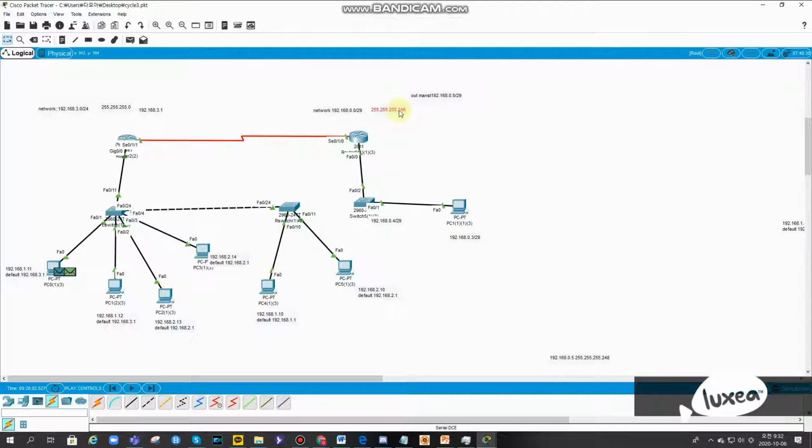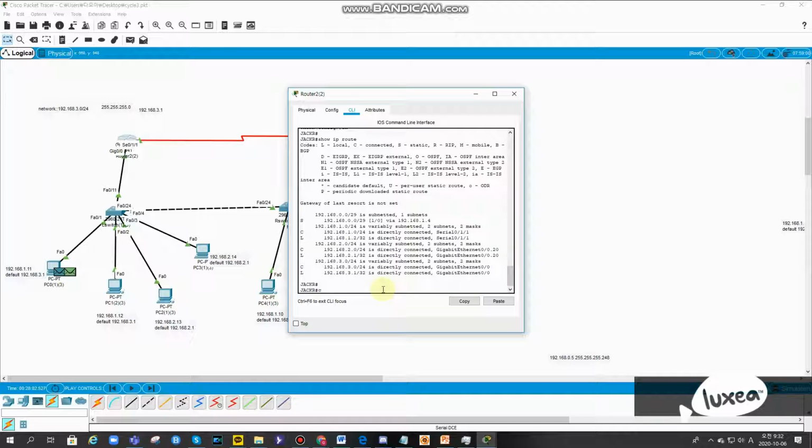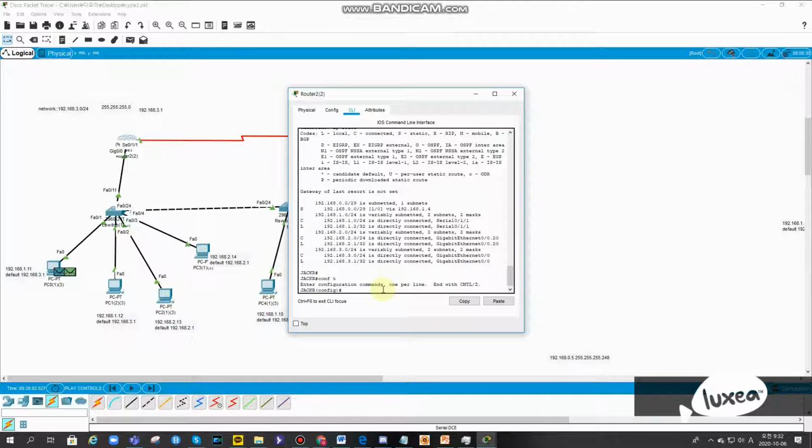For me personally, it was really hard to find out what is what, but I believe that you guys will find it really easily. So let's see that one. Let's go to the router, and show ip route.